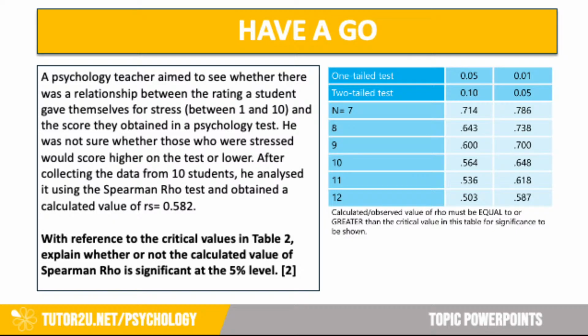So they aim to see if there is a relationship between the rating a student gave themselves for stress and the score that they obtained in a psychology test. He wasn't sure whether those who were stressed would score higher on the test or lower. So that's kind of important. After collecting the data from 10 students, he analysed it using the Spearman's rho and obtained a calculated value of rs equals 0.582. And again, the question is pretty much the same: whether it's going to be significant at the 5% level. So what do we think?